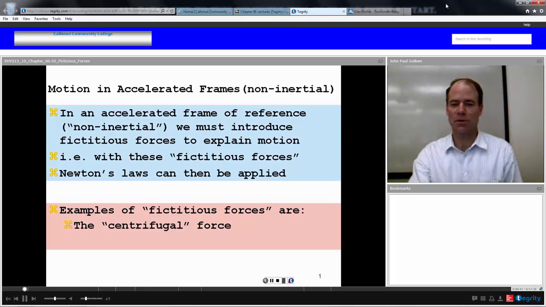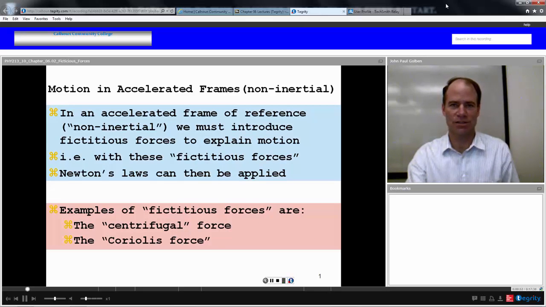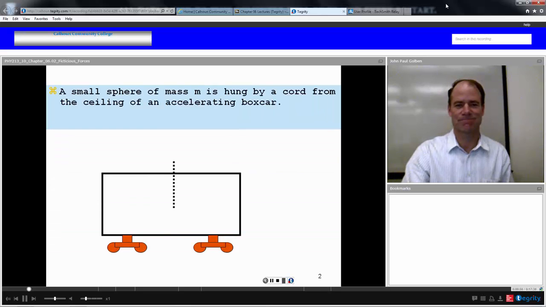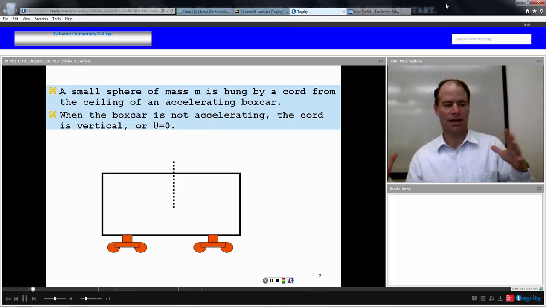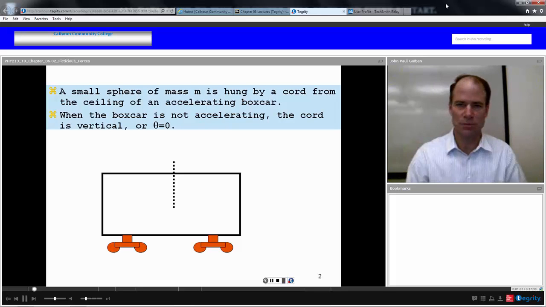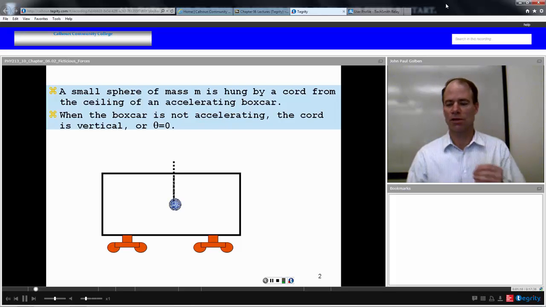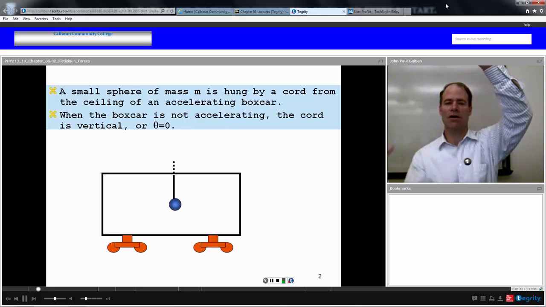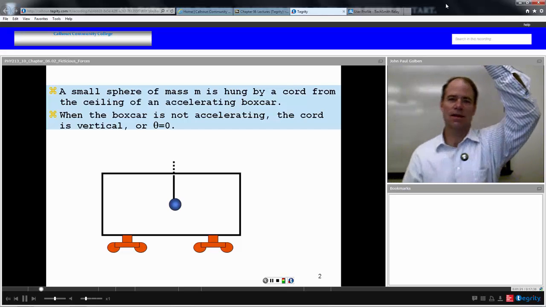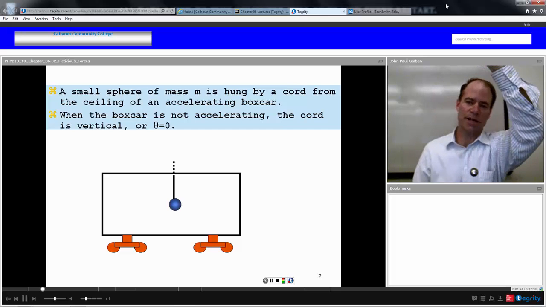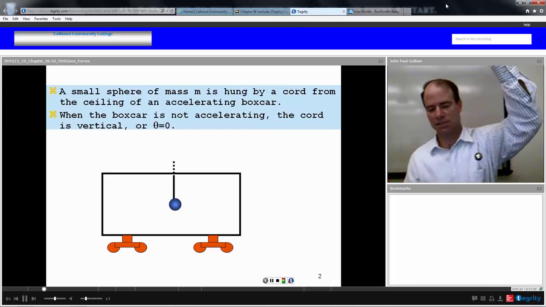Examples of fictitious forces are the Centrifugal Force and the Coriolis Force. Imagine this. Let's say you're in a boxcar and you can't really see outside, and this boxcar is moving along, say at 50 miles per hour, and you look at a pendulum and you notice that it is straight up and down, and there's no problem with that. The net force on it is zero, it's not accelerating, and in your frame of reference, it's not accelerating.